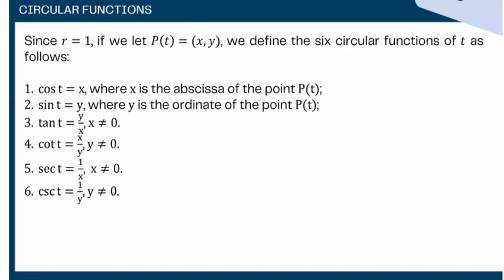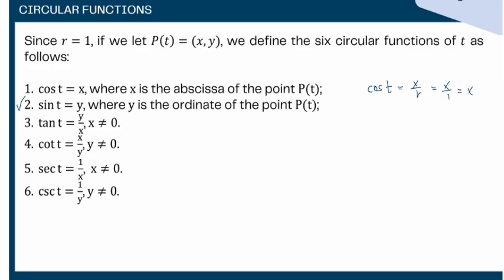So if we relate it to our previous discussion now, since r is equal to 1, if we let P of t be equal to (x, y), we define the 6 circular functions of t as follows. Number 1, cosine t is equal to x, where x is the abscissa of the point P of t. You might be wondering, where is our r? Remember, your r here is set as 1, so it doesn't matter. Any value divided by 1 is going to be the number itself. So that's why it's x. Same case for number 2, sine t is equal to y, where y is the ordinate of the point P of t, which has the values x, y.